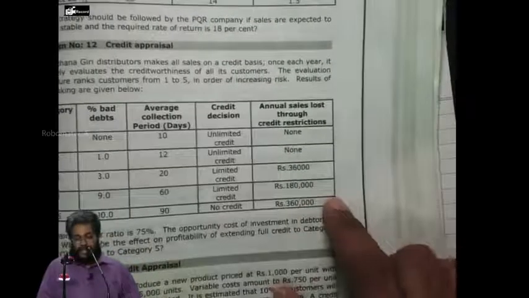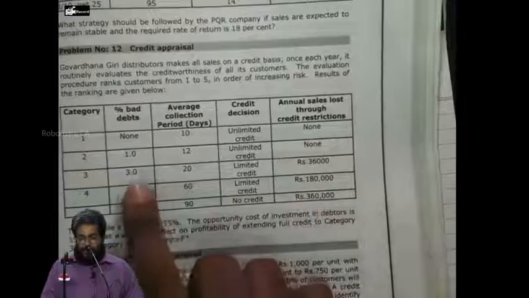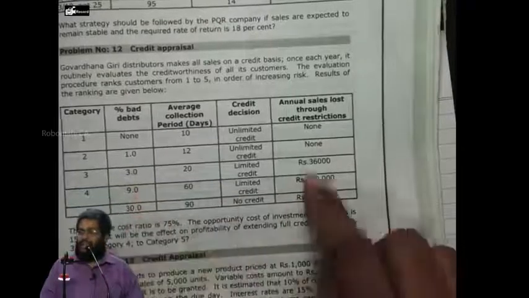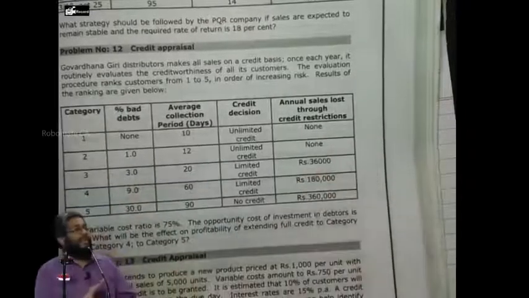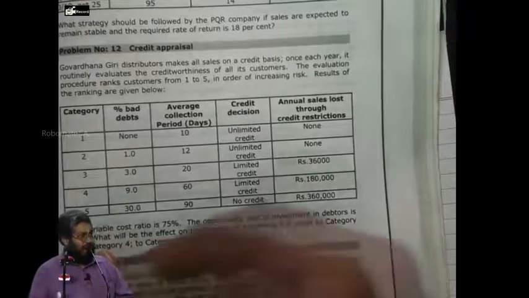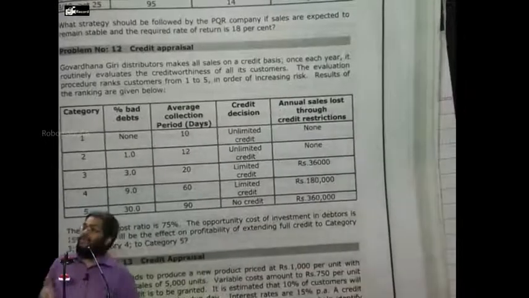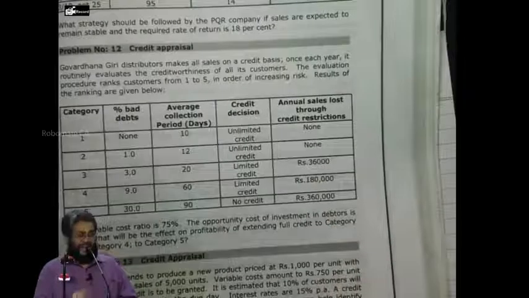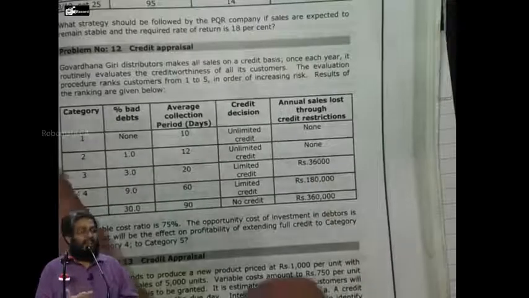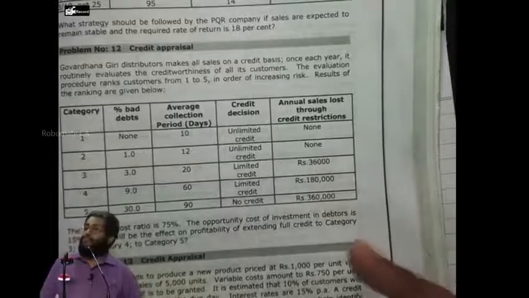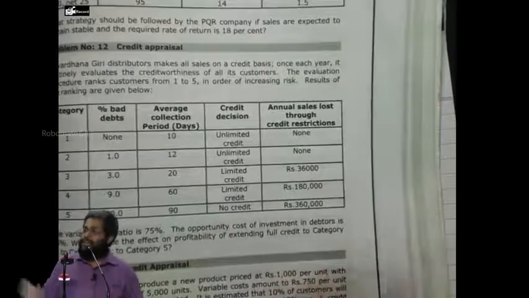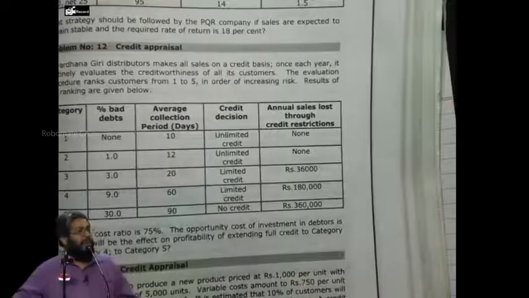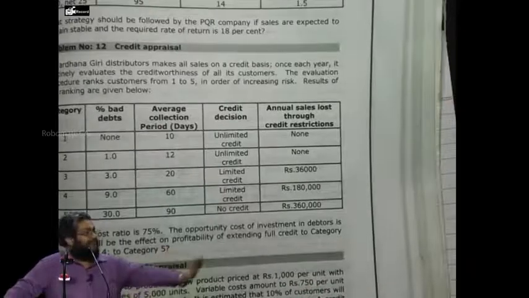But what is the cost here? On these sales, I am going to have 3%, 9% and 13% extra bad debts. The increase in bad debts is the cost of giving unlimited credit to them, number one. The second risk is extra sales, extra debtors. With extra debtors, interest loss also increases. These are the two costs. So if the benefit is more than the cost, give the unlimited credit. Otherwise, do not give it. That is the answer for this particular sum.